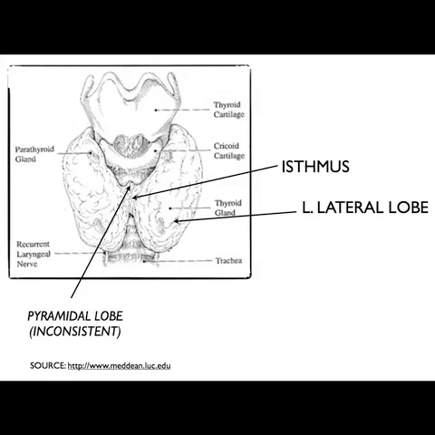As we've already said, the thyroid is divided into three important parts: the left and right lobes, the isthmus joining them in the center, and then an inconsistent pyramidal lobe. Also note on this diagram that the superior thyroid cartilage is marked, and the cricoid cartilage inferior to that, and also note the recurrent laryngeal nerve marked on this diagram as well.